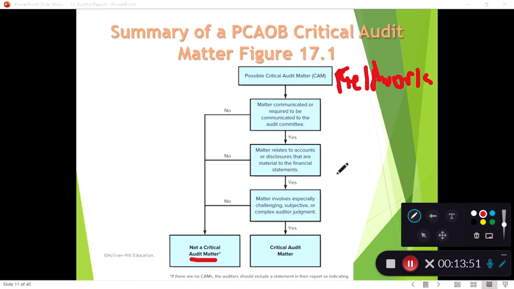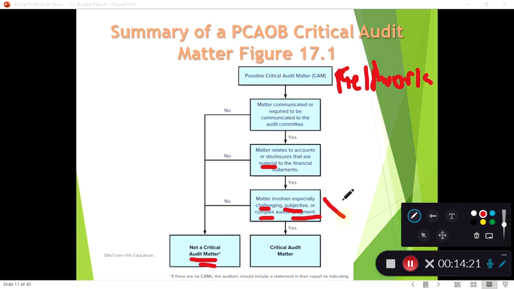The second hurdle is, is the issue material, right? And if it doesn't meet that, again, we're not going to disclose it. But if it does meet that hurdle, then the question is, does it involve especially challenging, subjective, or complex auditor judgment, right? And if no, again, you don't need to disclose it. But if the answer is yes, then it does go into the critical audit matter section of the opinion.